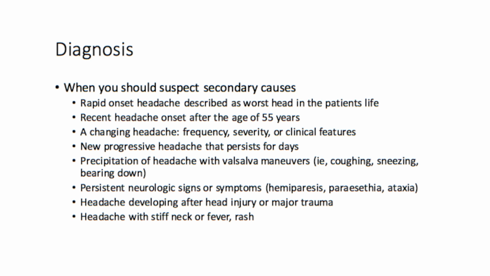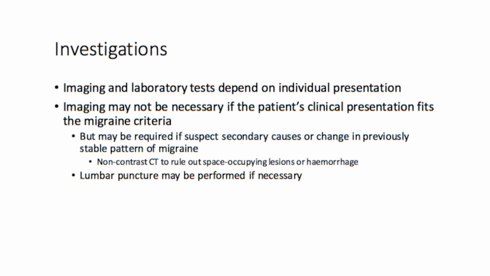Persistent neurological signs or symptoms can also be causes of secondary headaches, and if these are associated with hemiparesis, paresthesia, and ataxia, you might be thinking about stroke or other causes of that sort of presentation. Headaches that develop after head injury or major trauma are also extremely worrisome signs, and these could be alluding to epidural and subdural hemorrhage. And headaches associated with stiff neck, fever, or rash, so we're considering causes like meningitis.